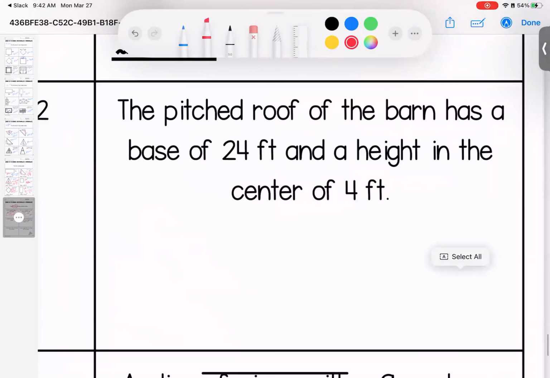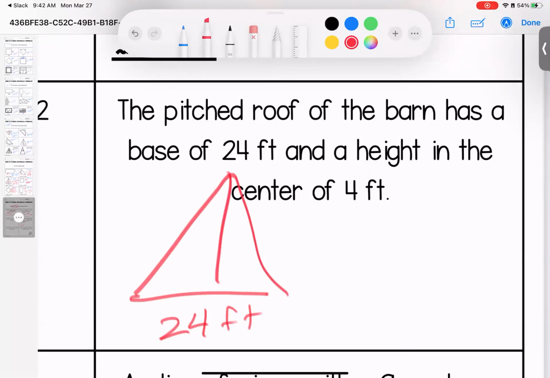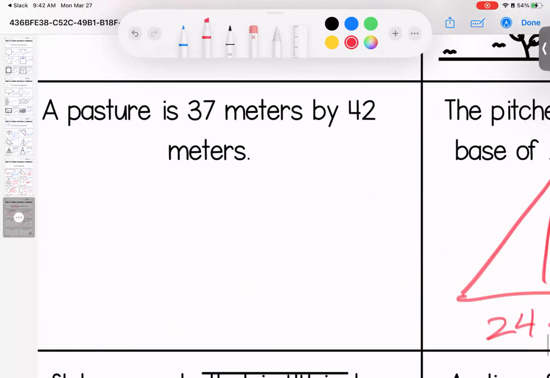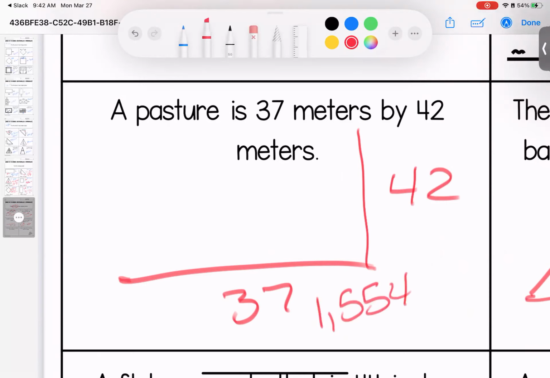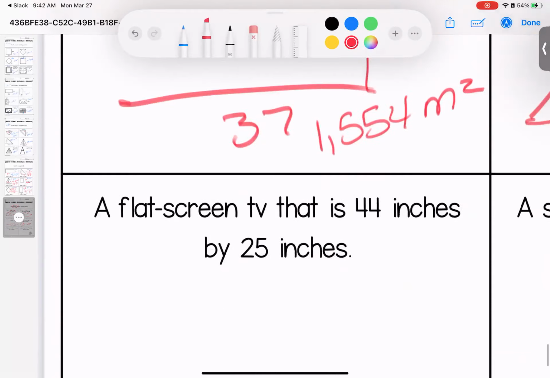Coming down here, the pitch roof of a barn has a base of 24 feet and a height of 4 feet. We're talking about a triangle. 24 times 4 gives us 96, but we have to cut it in half. 48 feet squared. Pasture is 37 meters by 42. So we're going to do 42 times 37. We get 1,554 meters squared.